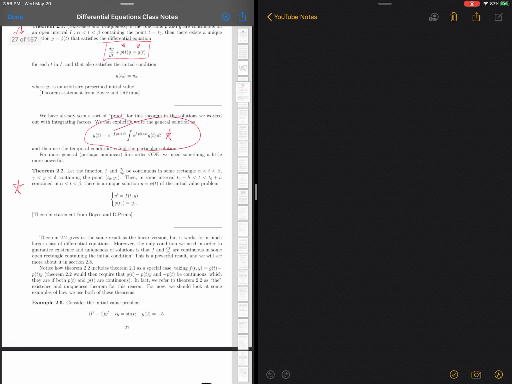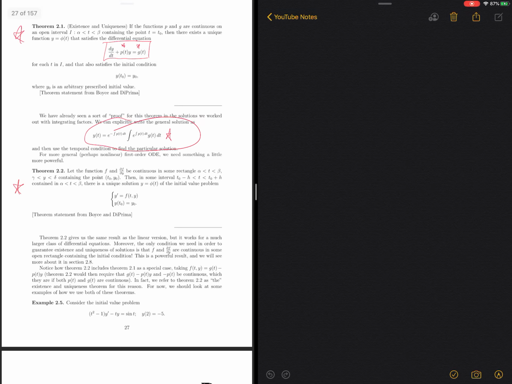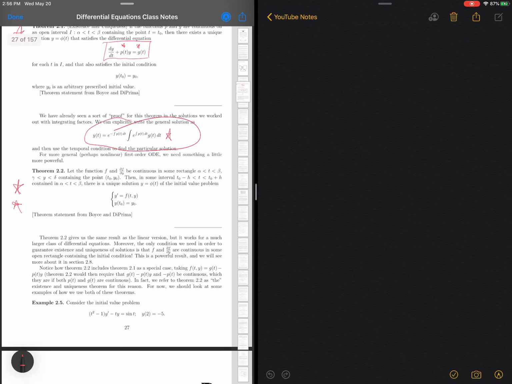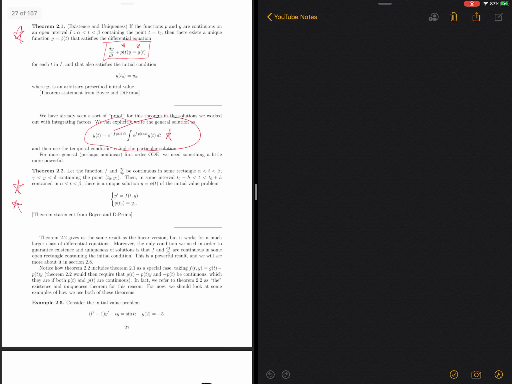This is a little bit different from how you would prove this in the linear case. Oftentimes, an existence proof can be as simple as just creating a solution, like coming up with a technique that solves a broad category or collection of differential equations.